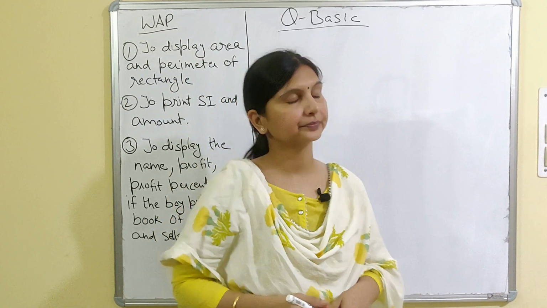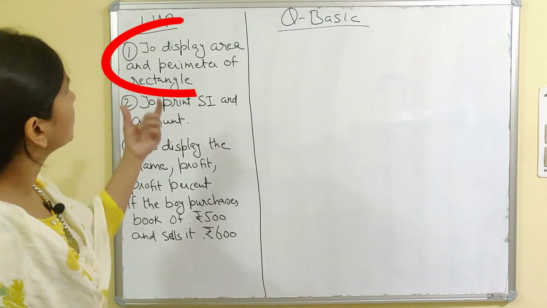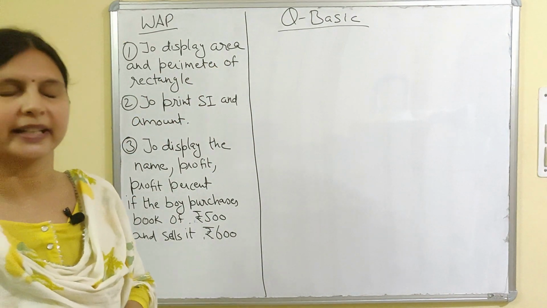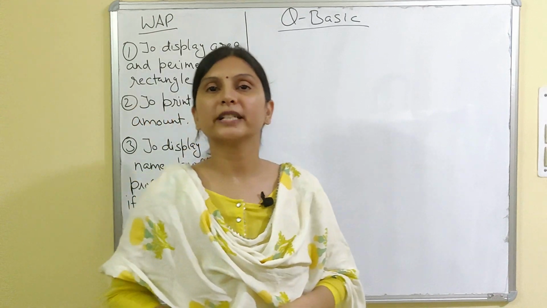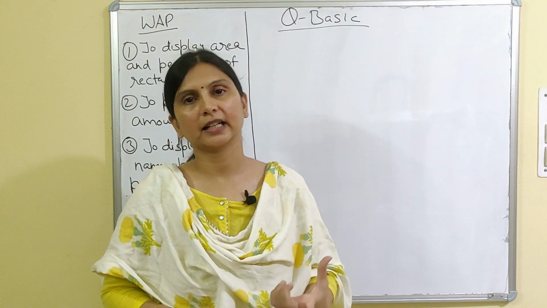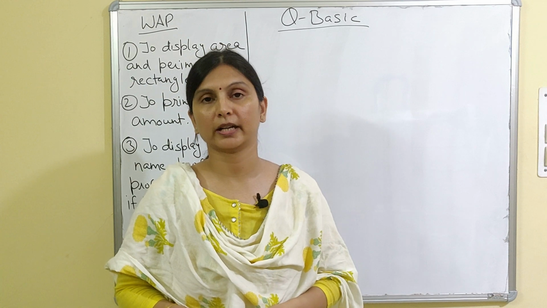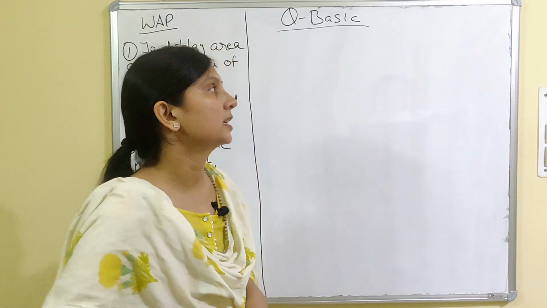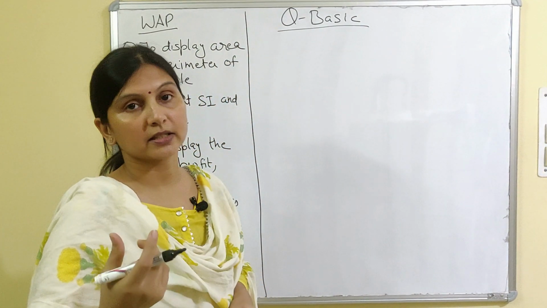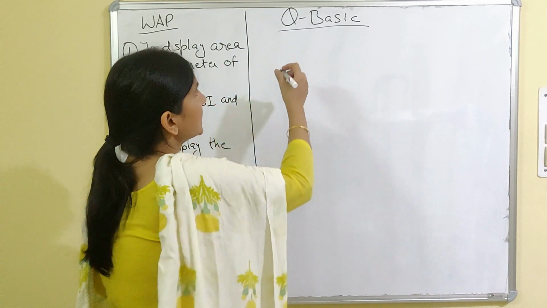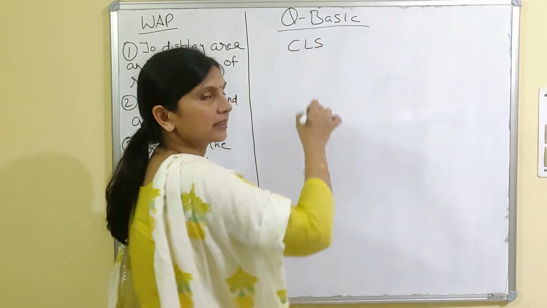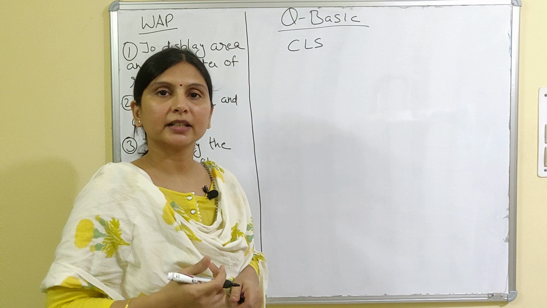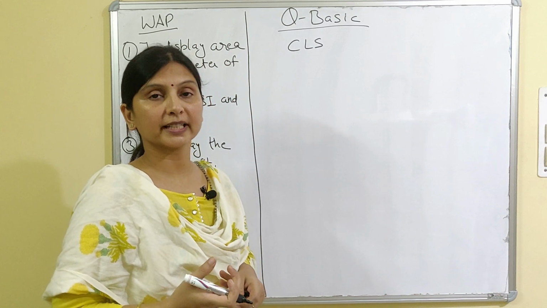So let's start. The first program is: write a program to display the area and perimeter of a rectangle. So we need to display the area and perimeter of a rectangle by using a QBasic program. Fine. I hope you know the formulas of area and perimeter. So let's start. First, as you know, we write the command CLS to clear the screen. Fine. And then to calculate area and perimeter, what do we need? We need the length and breadth of a rectangle.